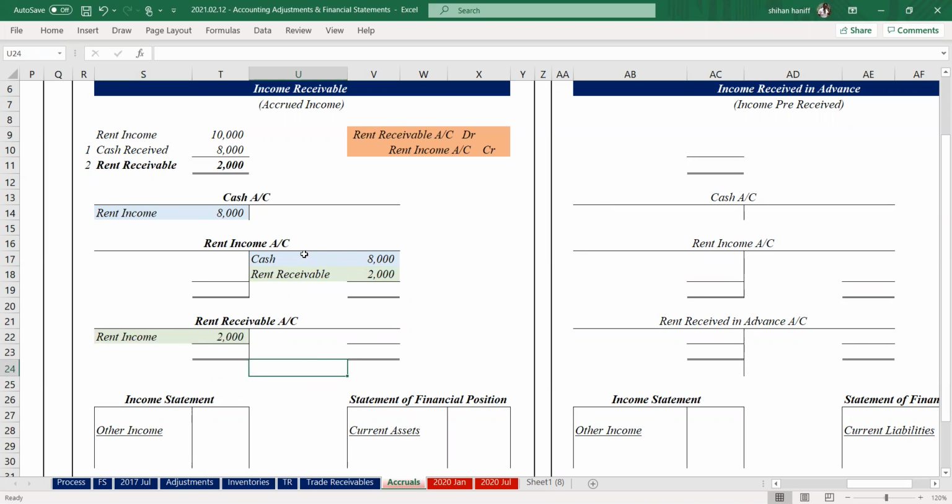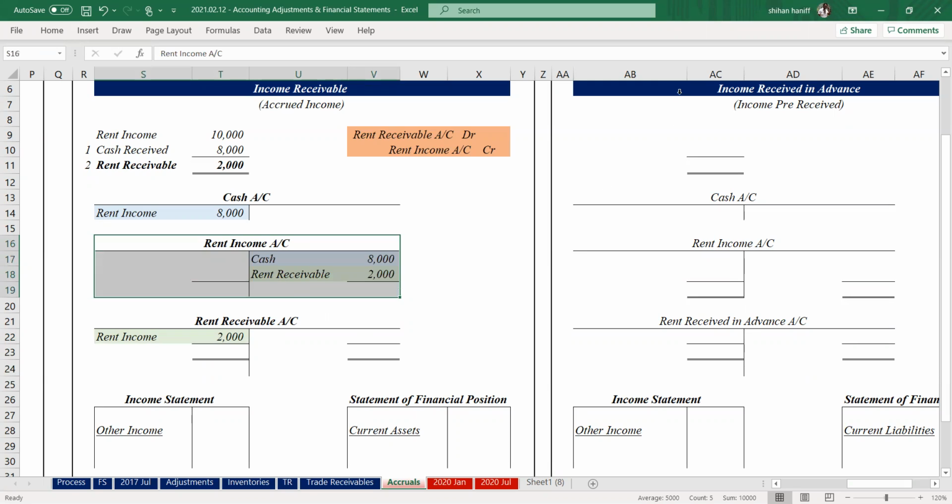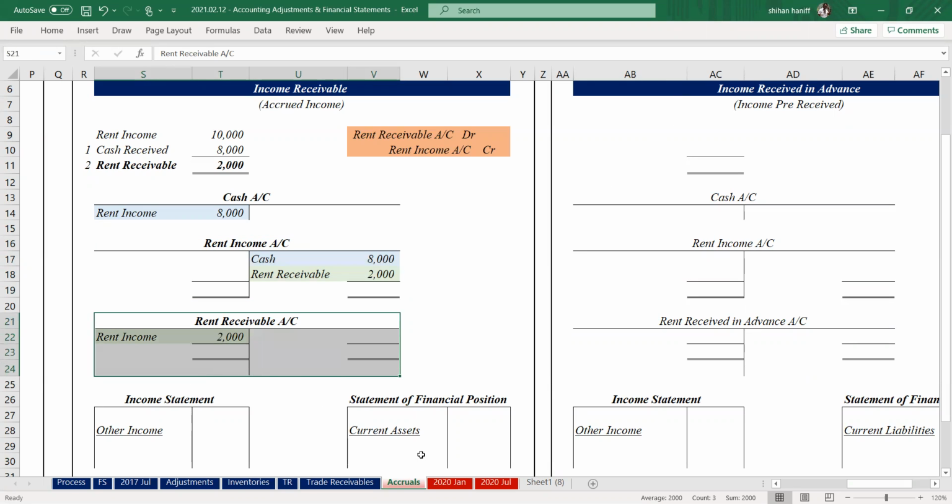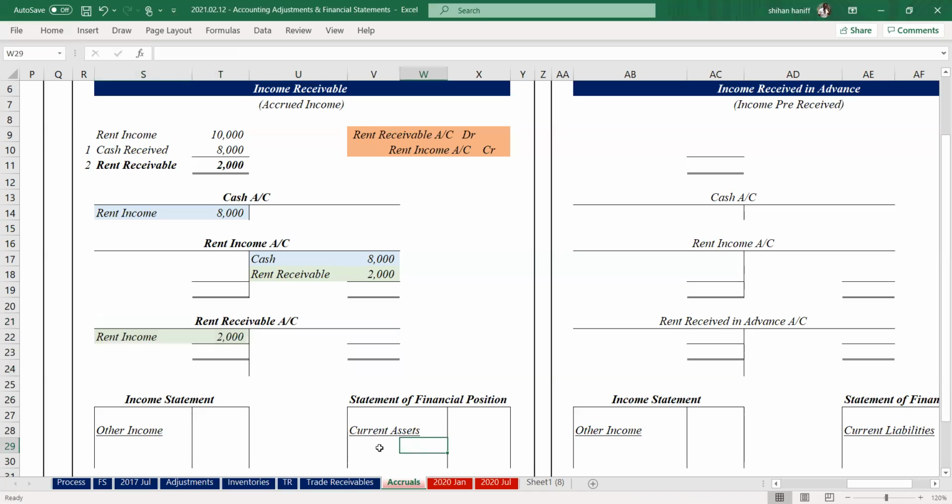Right? So income account is transferred to the income statement. Receivable account is transferred to the statement of financial position and the current assets. So we take the difference here, 10,000. This is transferred to the income statement.